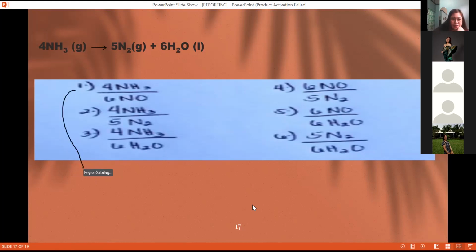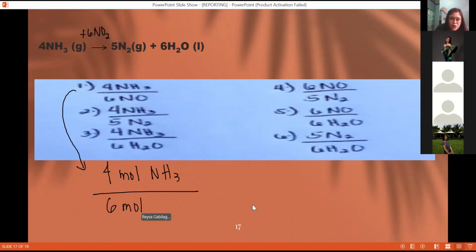Okay. So, like 4 moles of your ammonia, this will yield... may kulang dito, no? May kulang dito. So, this is not yield. May 6NO2 tayo dito. So, 4 moles of ammonia, kindly correct this ha. So, 4 moles of ammonia will react with 6 moles of your nitrogen dioxide. If you write it like this, that is correct.